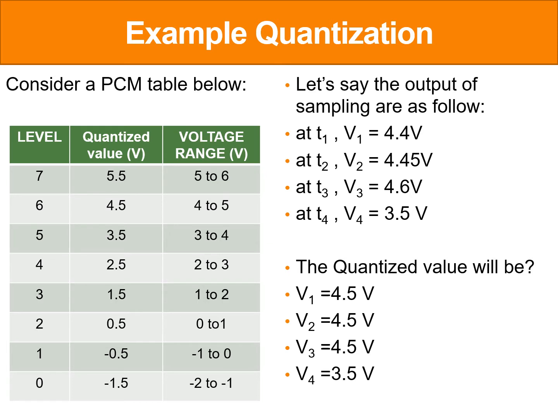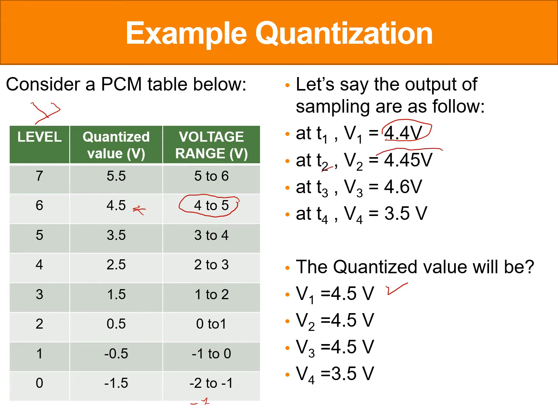So here is an example of quantization. Consider this is the PCM table. So we have level 0 to 7, and this is the quantized value, and this is the voltage range. It's between -2 to 6. So let's say the output of the sampling are as follows. At T1, V1 equals 4.4. So we need to find the closest level to 4.4. It is in between 4 to 5 volt. So the quantized value will be 4.5 volt.